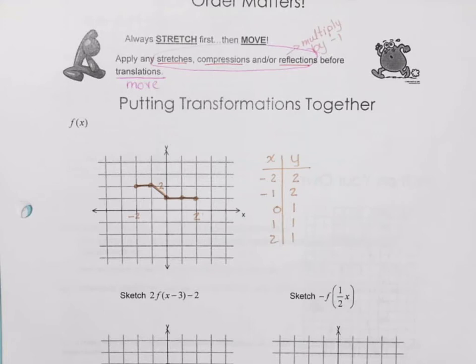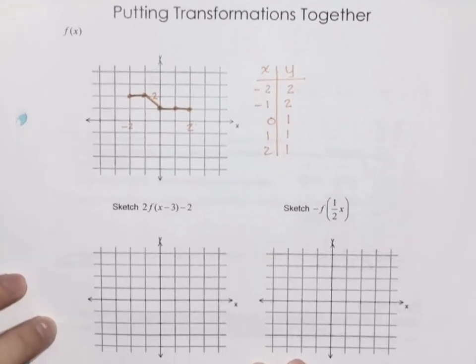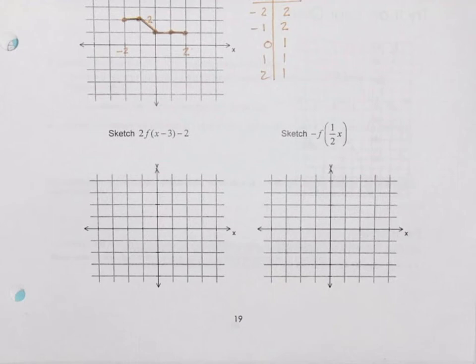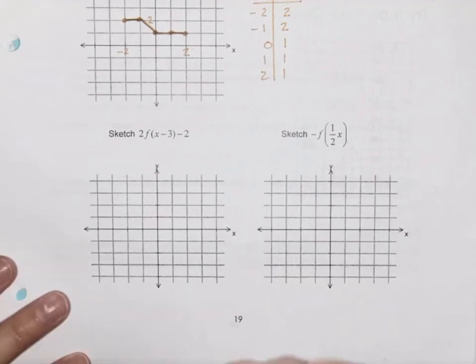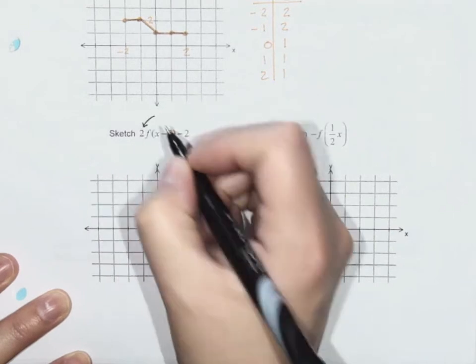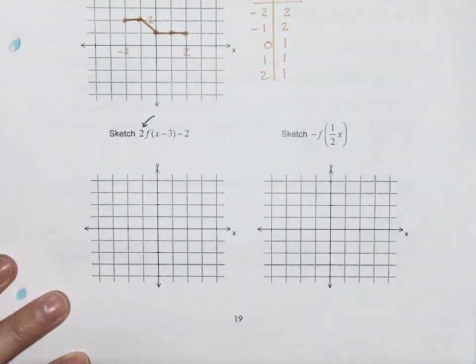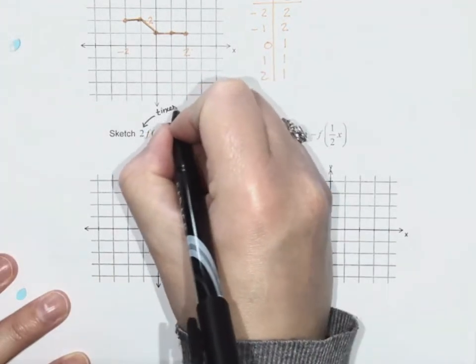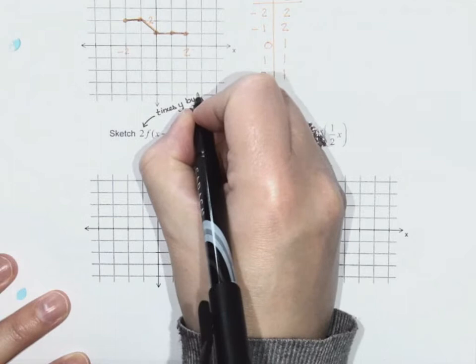Now that we know that, that's the first thing I'm going to do. If I don't have a function, I always default to my table of values. So this one's telling me a couple of things. What does that 2 tell me to do? Times the y by 2.